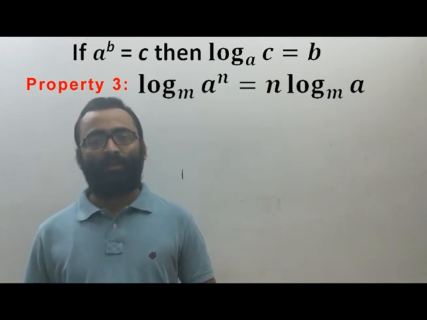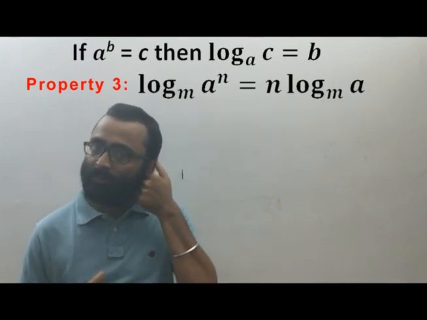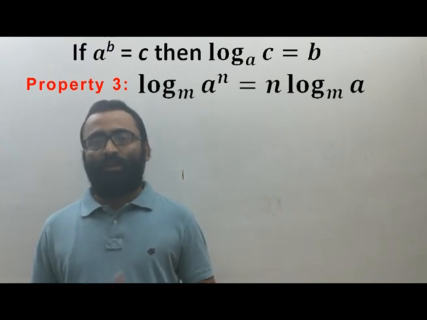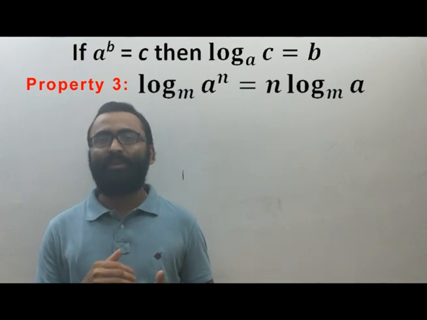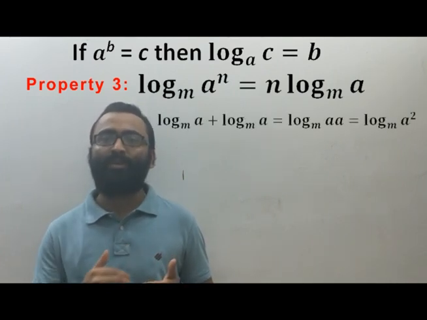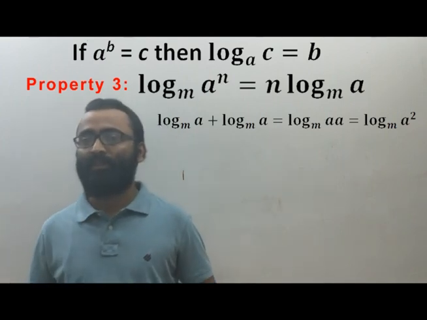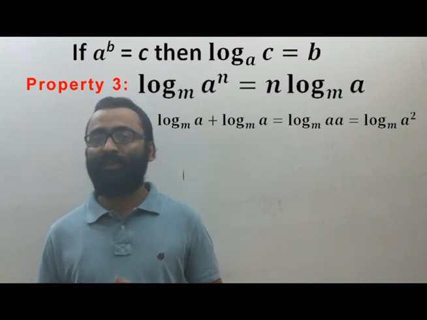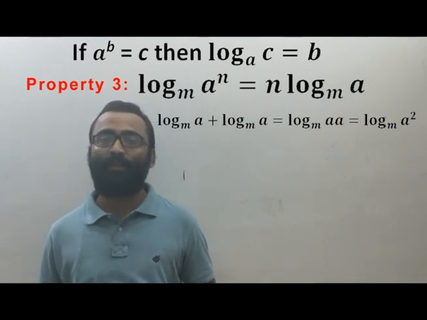Okay? So to prove this one, we will observe something. Now you see what is log of a with base m plus log of a with base m. Apply the first property in a reverse way. First property is what? Log of ab with base m is equal to log of a with base m plus log of b with base m.